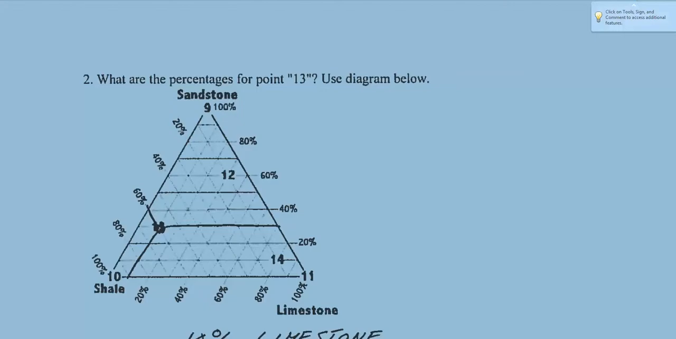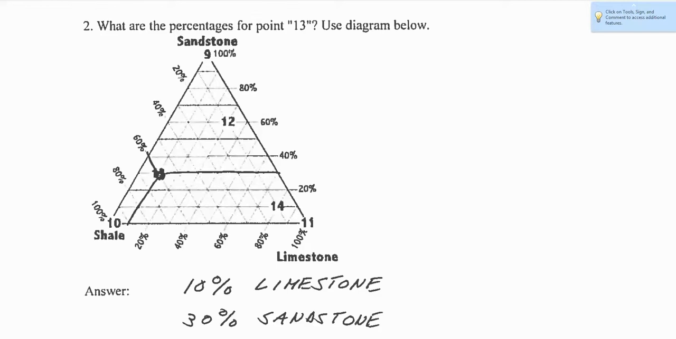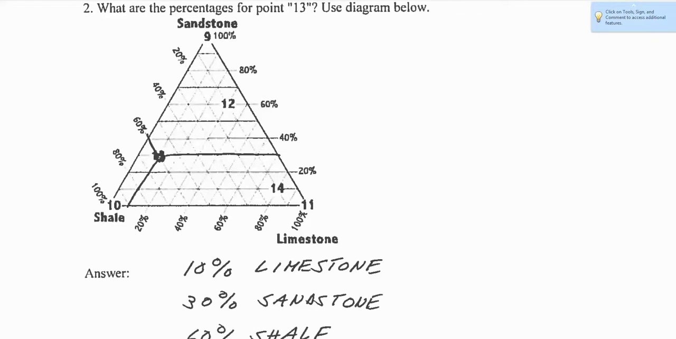And we want to look at point number 13. So as we're looking at this one, again, it's the same procedure. Limestone increases from 0 to 100% limestone. Sandstone from 0 to 100% sandstone. And then shale from 0 to 100% shale. So we're looking at point number 13. As we move from left to right along the bottom, we see that limestone is 10%. And as we move up on the right-hand side, sandstone is 30. And then as we move down on the left-hand side, we see that shale is 60.